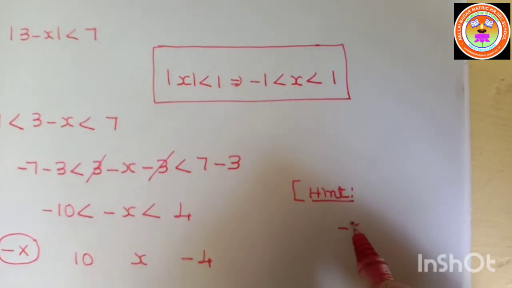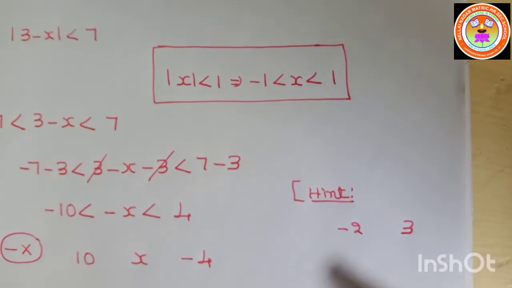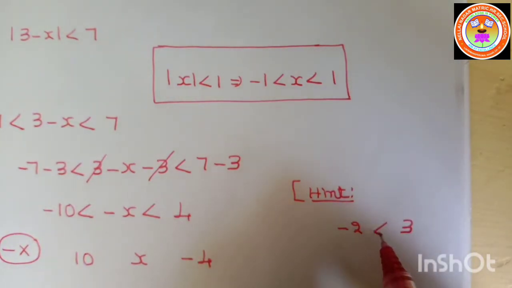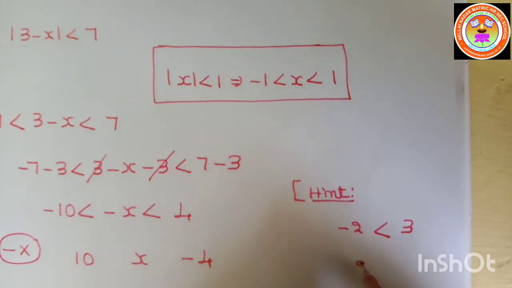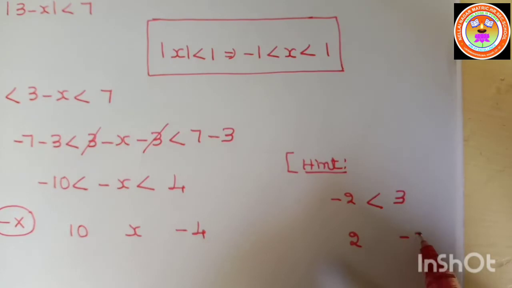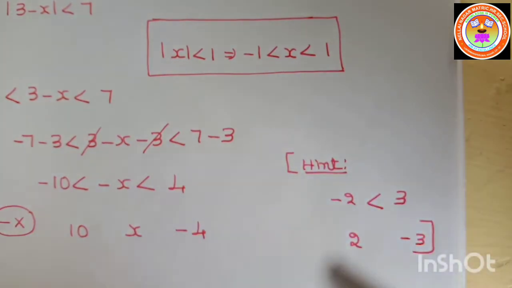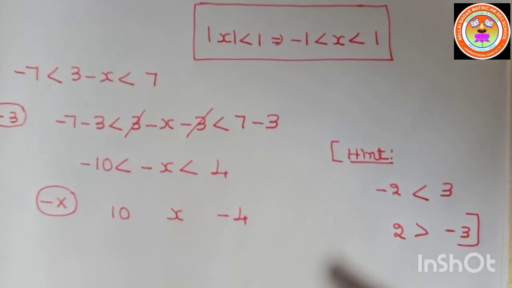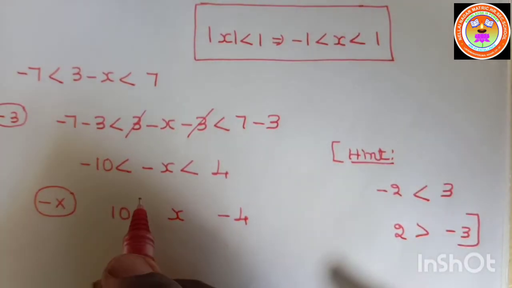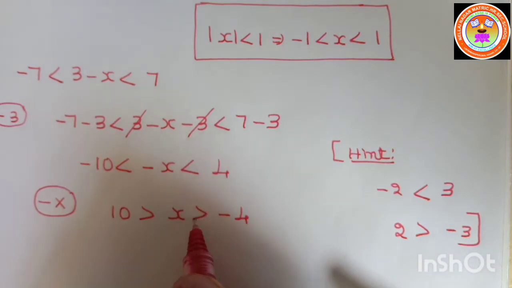Minus 2, 3. Which is the greater number? 3 is the greater number. Now multiplying by minus, minus 2 means plus 2, plus 3 means minus 3. Now which is the greater number? 2. So multiplying by minus, less than is automatically greater than. When multiplying by minus, less than is greater than.